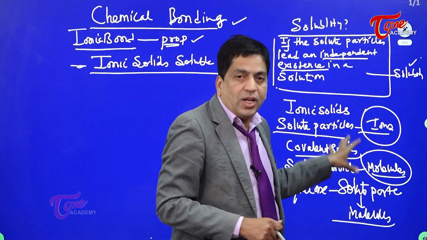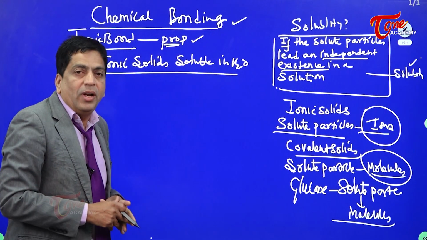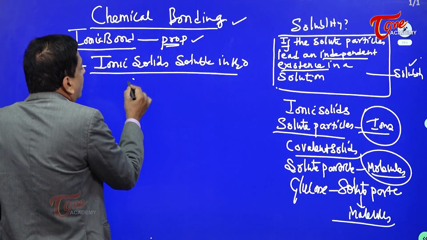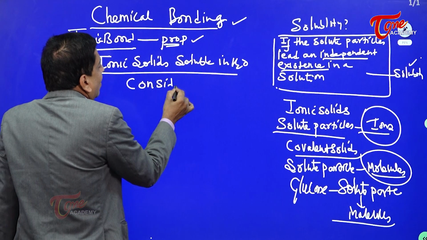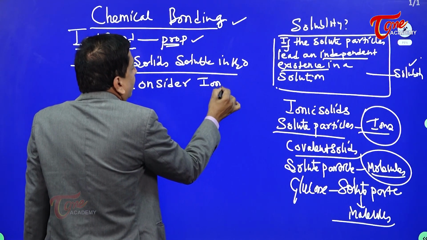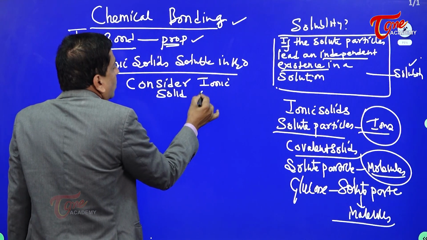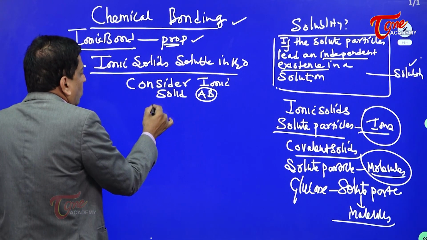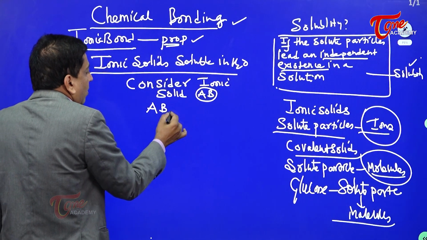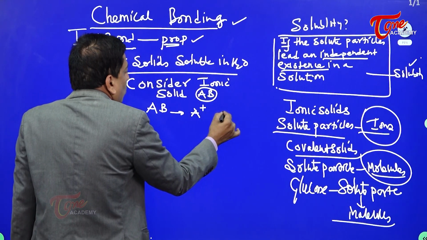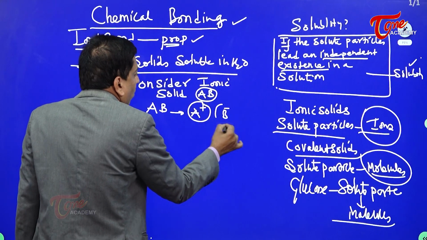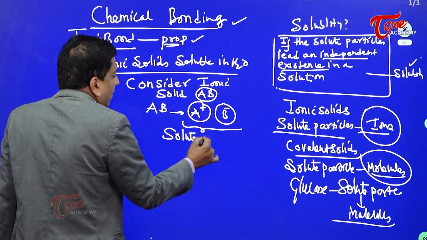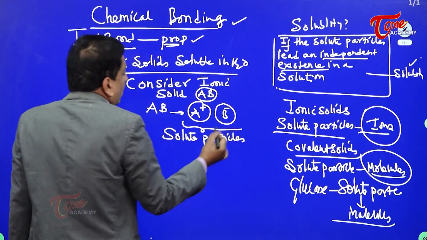Now what we will do is apply this, where ionic solids are soluble in water. Let us say, consider an ionic solid AB. This AB will be containing A plus and B minus. That's for sure. And this A plus and B minus are nothing but the solute particles.